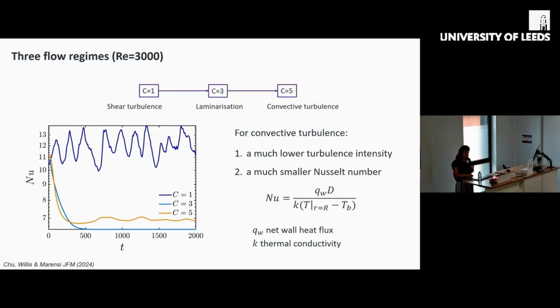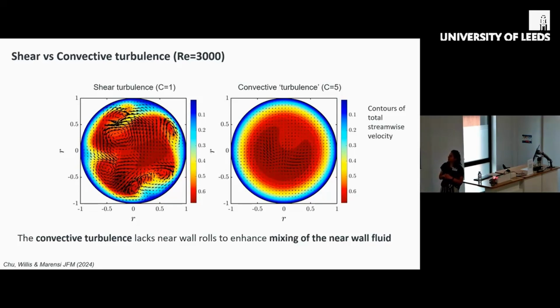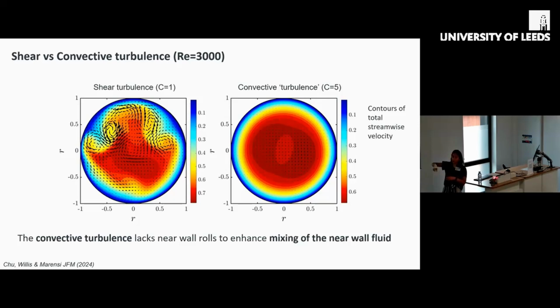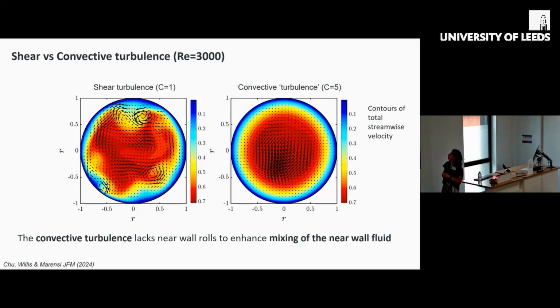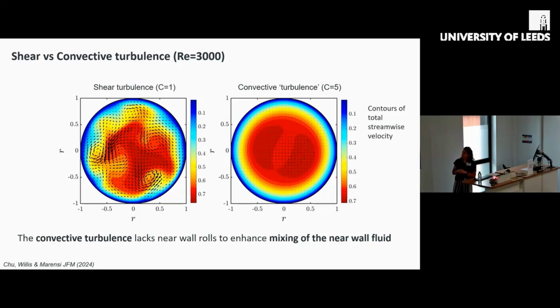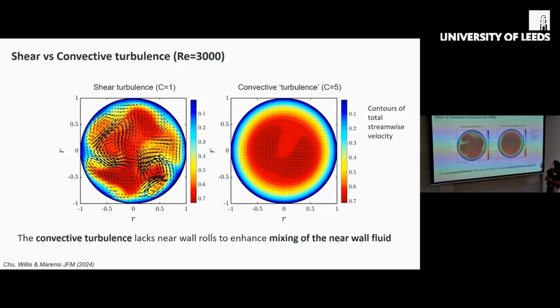And to understand how heat transfer is deteriorating in this convective-driven state, we can look at the flow in this cross section. These are contours of the total streamwise velocity. This is for a shear turbulence case, and this is for the convective turbulence case.